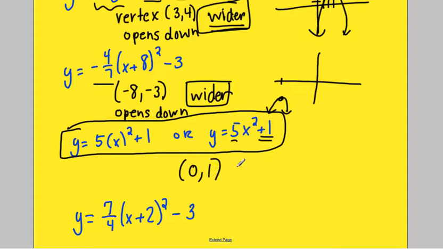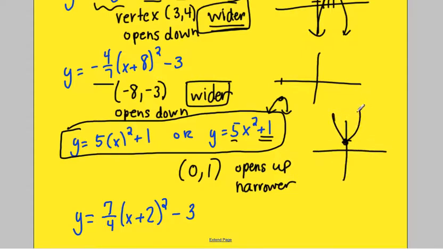Your 5 is positive, so it opens up. And the 5 makes it more narrow. So if I sketch that, 0, 1 is here, and it opens up, and it's more narrow.